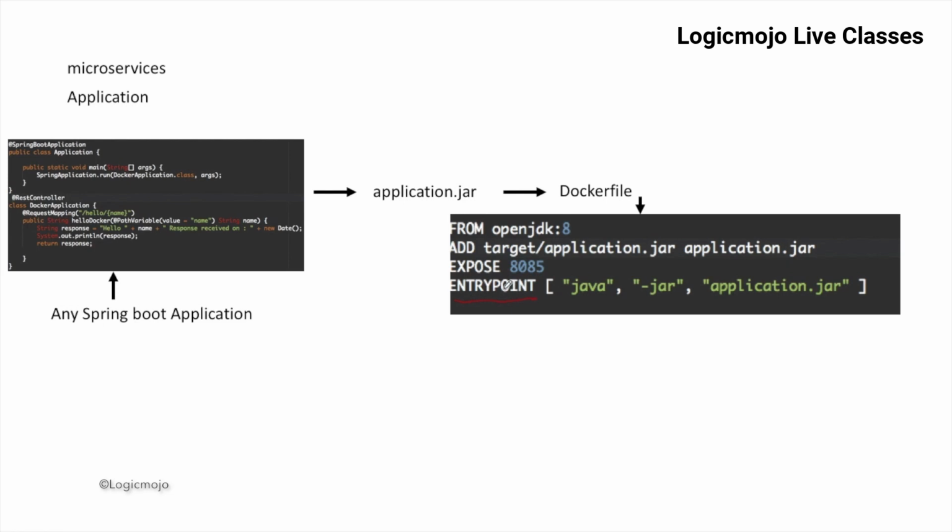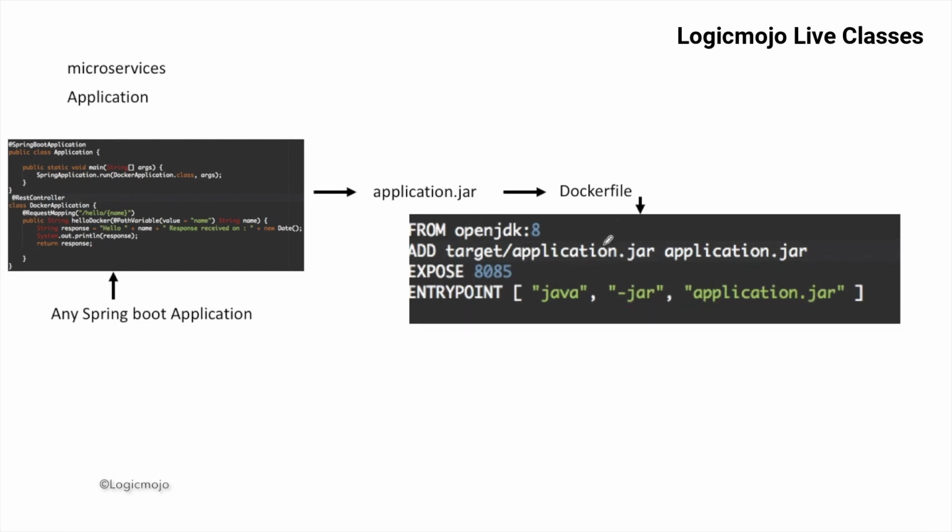Basically we need to specify the command for how Docker will run our jar, because Docker doesn't know anything about whether it's a Python application or a Java application. So we need to specify the command through which Docker will run our application. That's why we specify here java -jar and the name of our application jar.